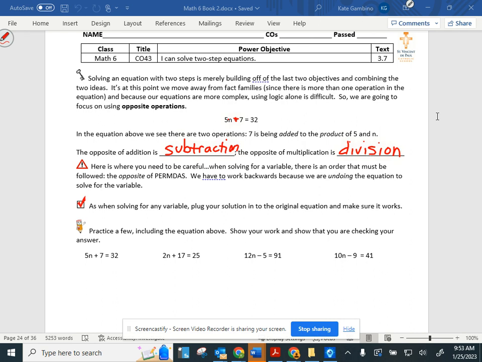And it's the opposite of PERMDAS. We have it drilled into us. We do parentheses, exponents, radicals, multiply, divide, add, subtract in that order. But when we're doing the opposite operations, we have to go the opposite direction. So the first thing we do is the adding or subtracting. Then we do the multiplying or dividing. So first we do adding and subtracting, then we multiply or divide. We have to work backwards because we are undoing the equation.